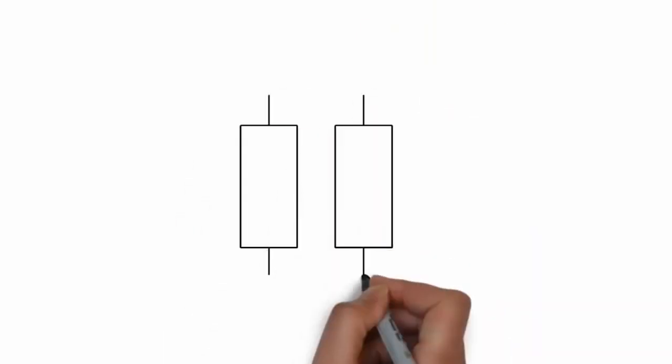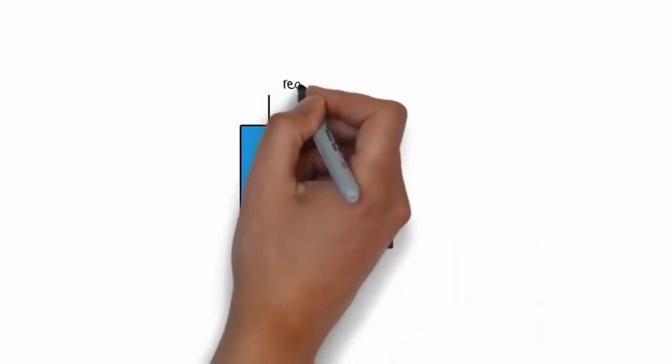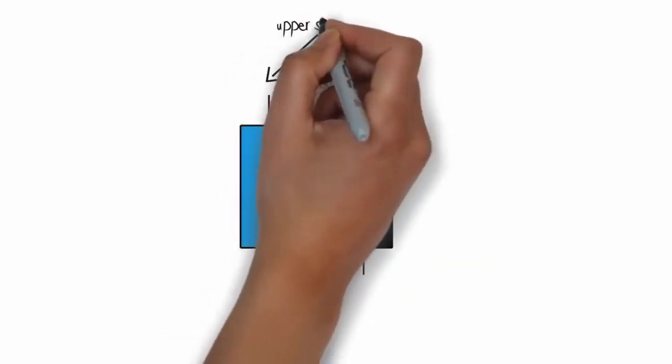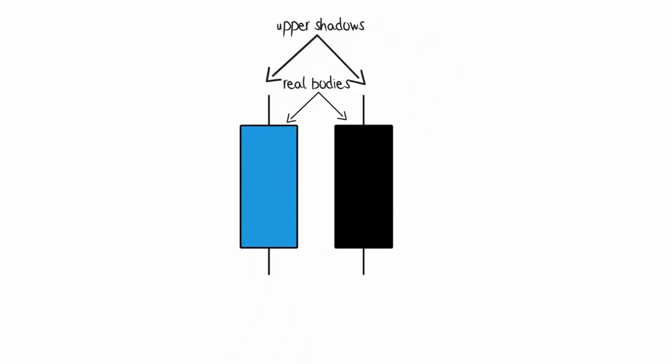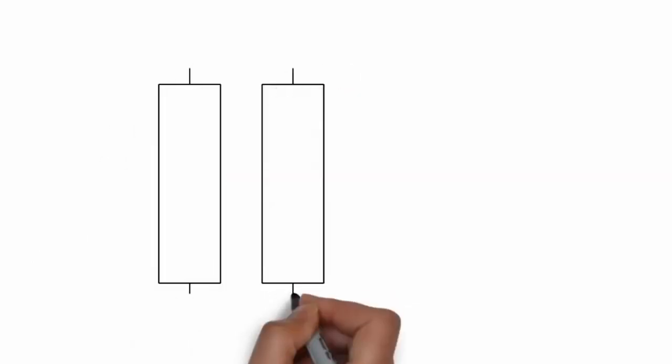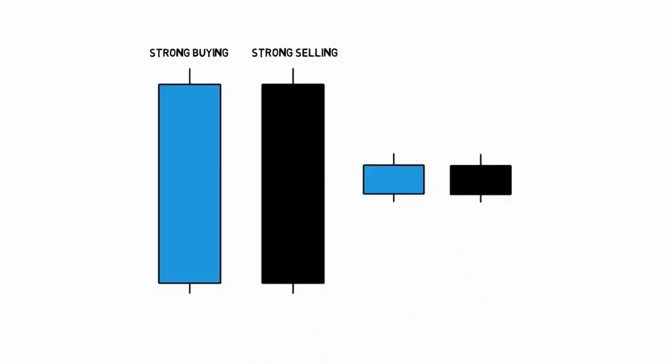Here's a quick recap about candlestick anatomy. The big blocks are called real bodies. The vertical lines above these blocks are upper shadows, and the lines below are called lower shadows. For a bull candle, here's the open, low, high, and close. And for a bear candle, open, high, low, and close. Large real bodies indicate strong buying or selling. Small bodies show that there has been low buying or selling pressure.